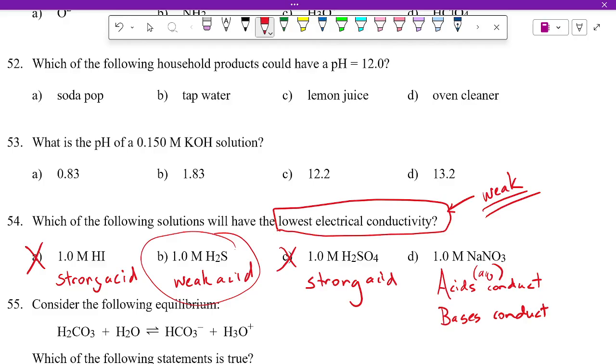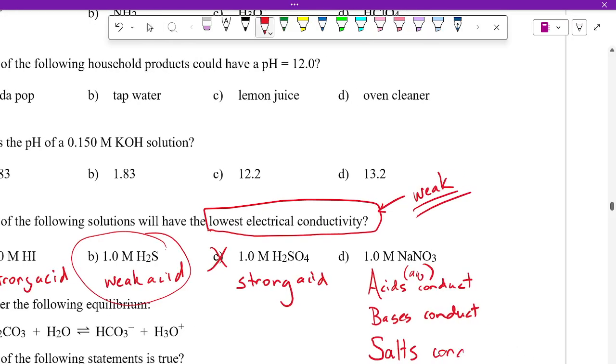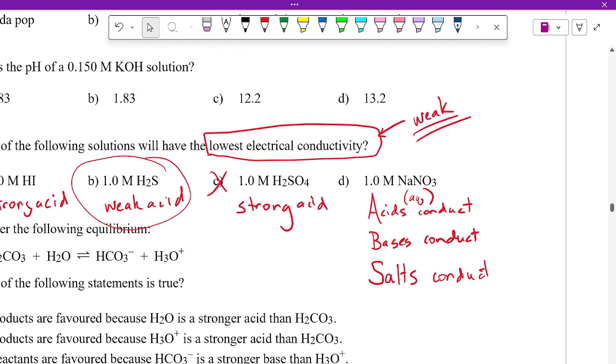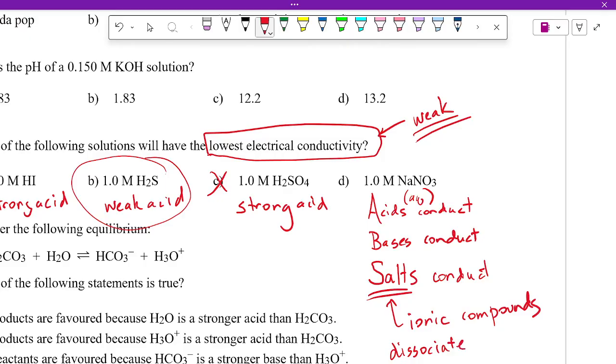There's acids, there's bases, and there are salts. Salts conduct. Why do salts conduct? Because salts, what are salts? Ionic compounds. And what do ionic compounds do in solution? They dissociate to give ions.